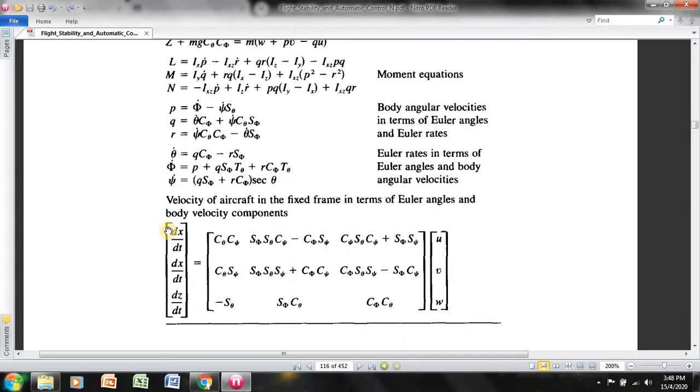And these velocities, dx over dt, dy over dt, and dz over dt, this is the matrix of velocities. So this is the velocity of the aircraft in the fixed frame, in terms of Euler angles and the body velocity components. This one is the fixed frame, and this is the body frame.